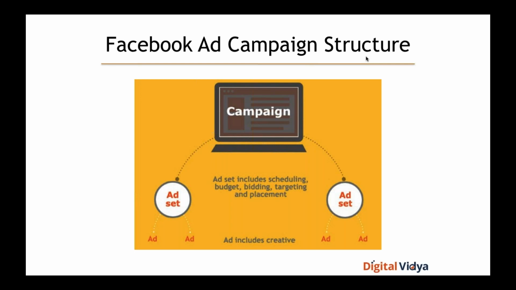Now one campaign can have multiple ad sets. As you can see, one campaign can have multiple ad sets and one ad set can have multiple ads. Now why is this? Firstly, in one campaign you might feel the need to target different sets of people. You might feel the need to have different bidding. You might feel the need to have different placements in different ad sets, and hence to have that flexibility, you have multiple ad sets. And in one ad set, you can have multiple ads.